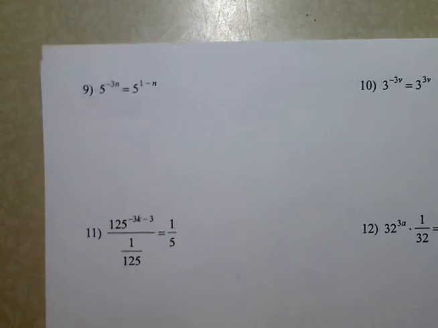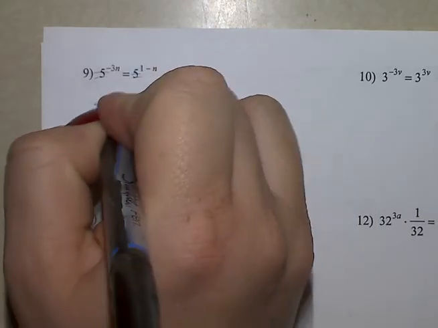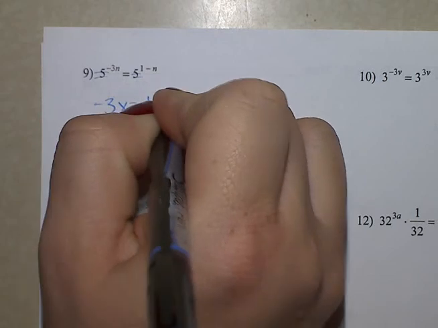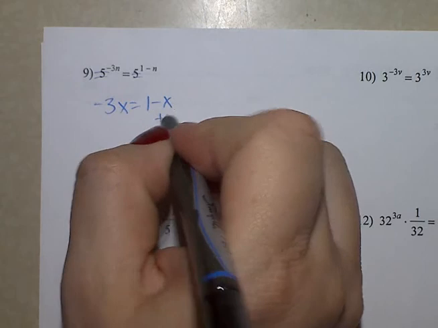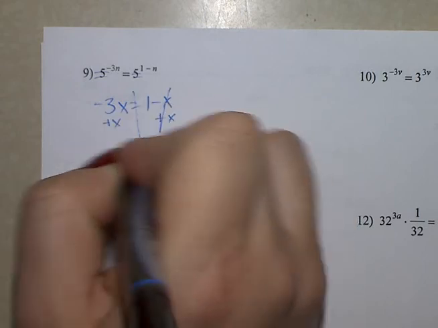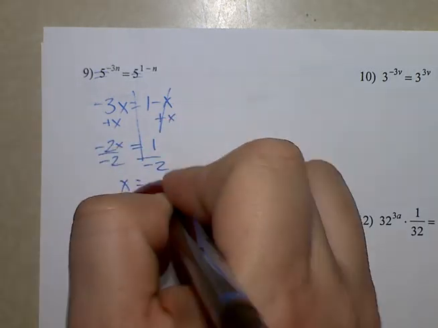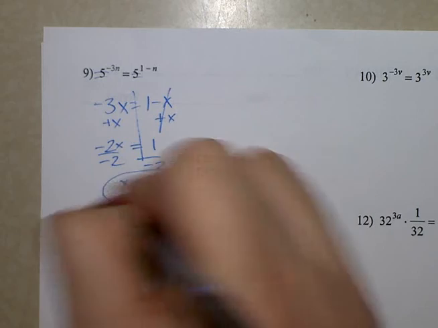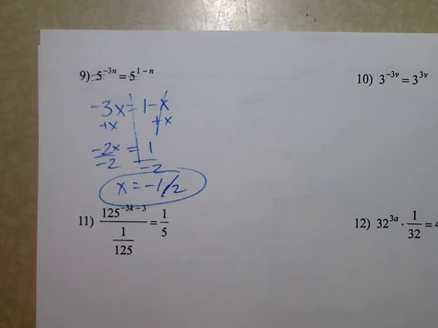Okay, number 9 is still looking pretty easy. So I get to cancel out the 5s. Negative 3x equals 1 minus x. Again, I'm switching an n and substituting an x. So I'm going to add the x on the right to the left-hand side, dividing by negative 2, and you end up with negative 1/2. That's just basic algebra. I'm not going to take time for you to do number 10. We already did a problem similar to it. We're going to look at number 11.